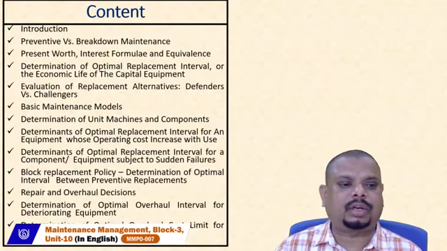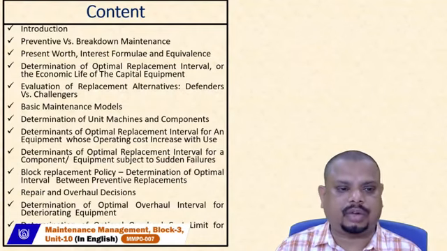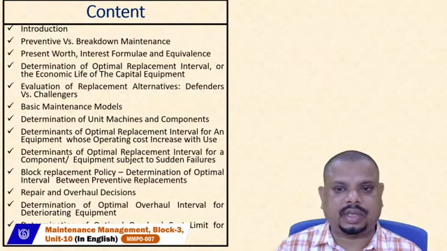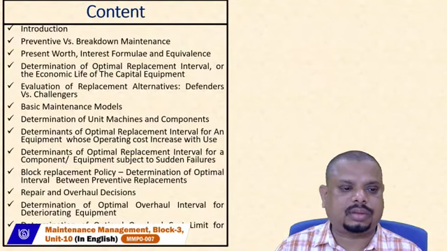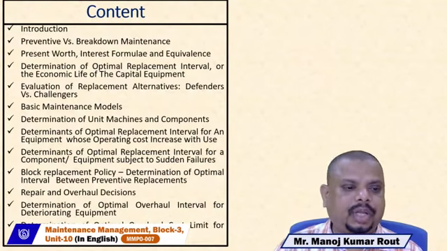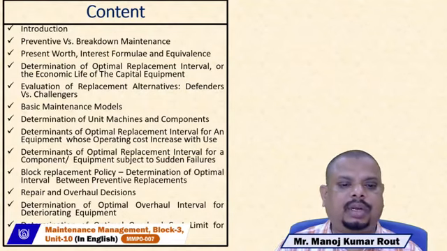The next one is the determination of optimal replacement intervals or economic life of the capital equipment. The next content is the evaluation of replacement alternatives, defender versus challengers. Then we have to understand the basics of maintenance models. Then go for the determination of unit machines and components with respect to mathematical models in case of maintenance models. Then the determination of the optimal replacement interval for an equipment whose operating cost increases with use.